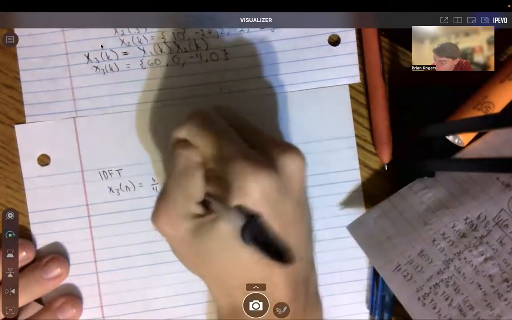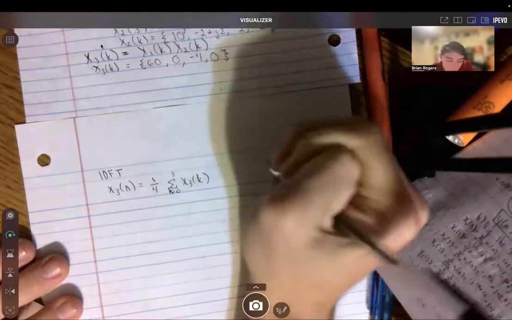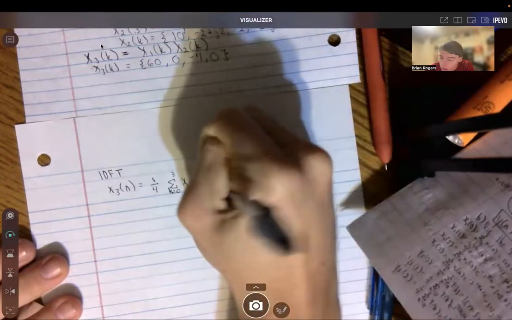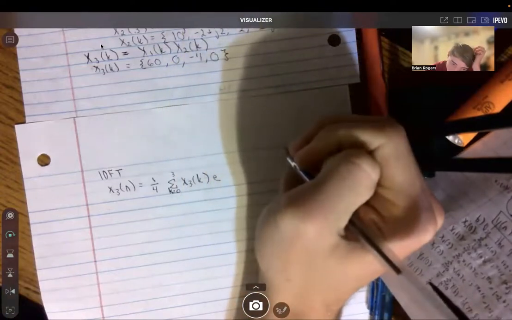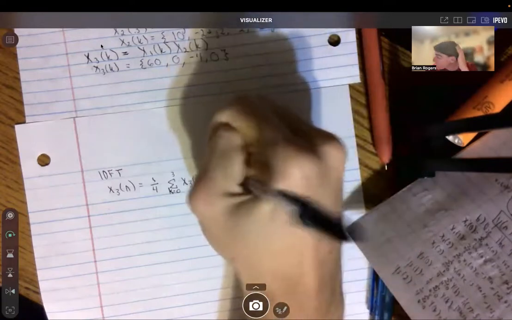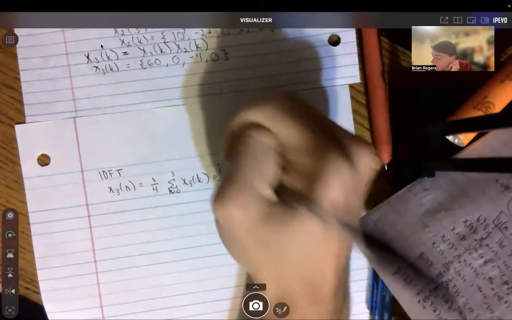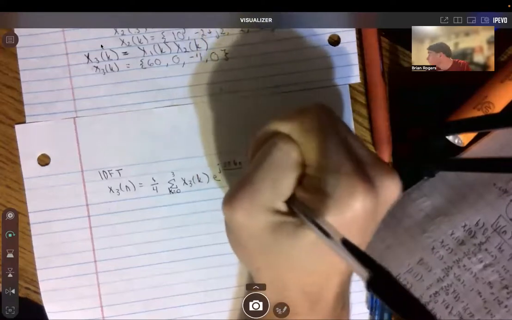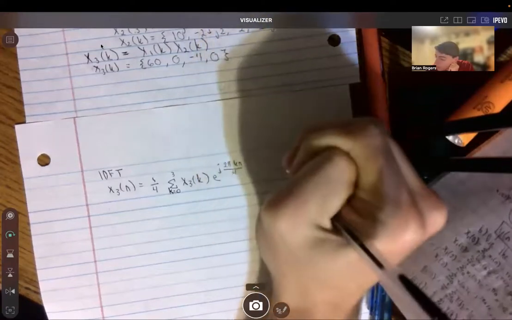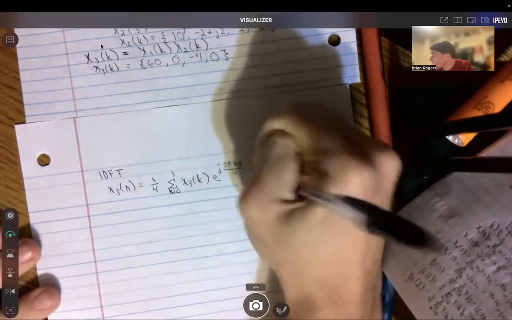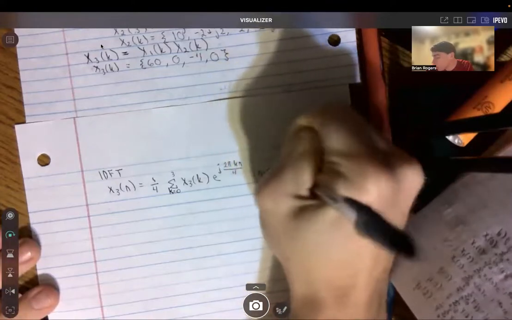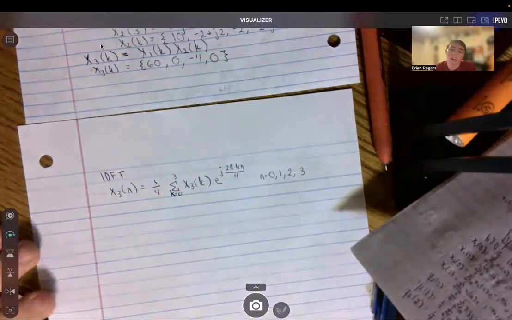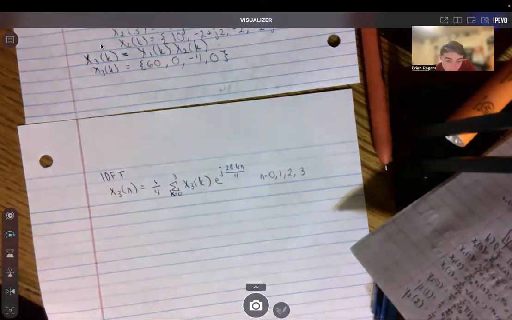Here we need to do then our x3 of k, that vector we found, times e to the j 2 pi k n all over capital N, which was determined as 4. And then it's for n equals 0, 1, 2, and then N minus 1 is 3. And so that would be our IDFT.